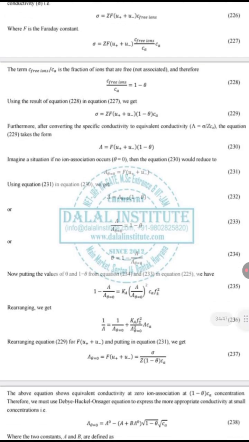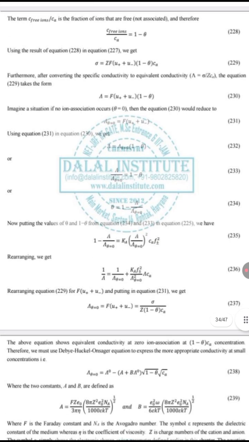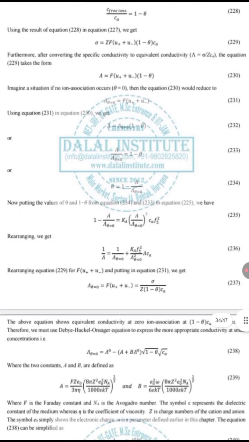that is sigma equals Z F into (mu plus, mu negative) into C free ions, equation 226, where F is the Faraday constant. Sigma equals Z into F into (mu plus, mu negative) into C free ions into Ca divided by Ca, equation 227. The term C free ions by Ca is the fraction of ions that are free, not associated, and therefore C free ions by Ca equals 1 minus theta, equation 228.